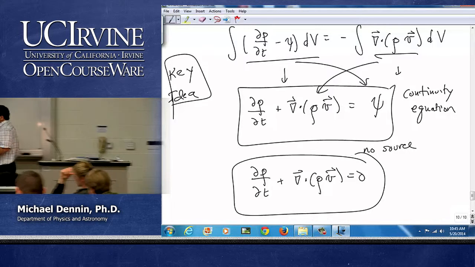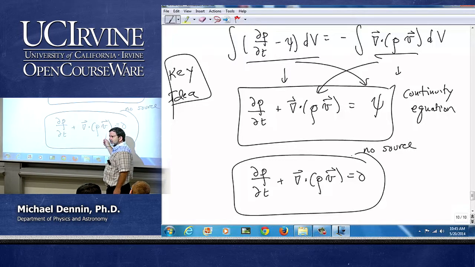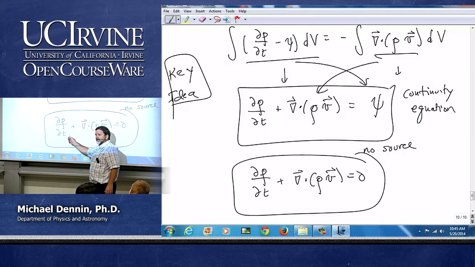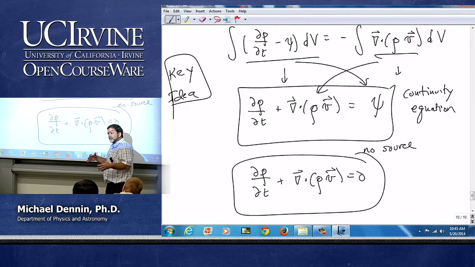And I mean, the divergence. So basically, the divergence of rho v is telling you whether or not the mass is changing inside. And remember, divergence told us about whether stuff comes in or out.